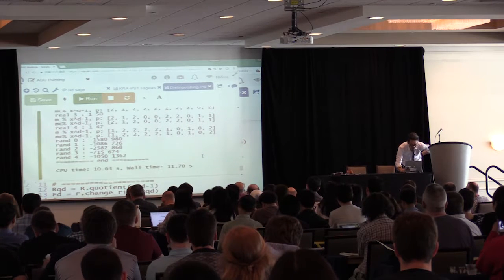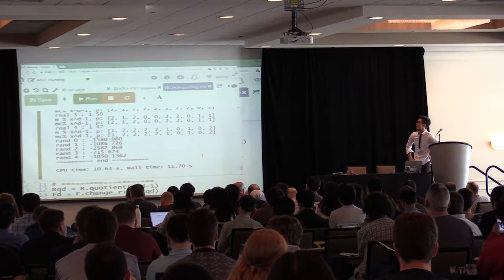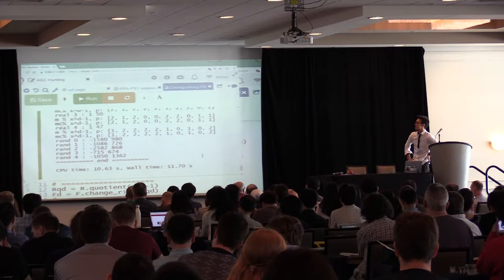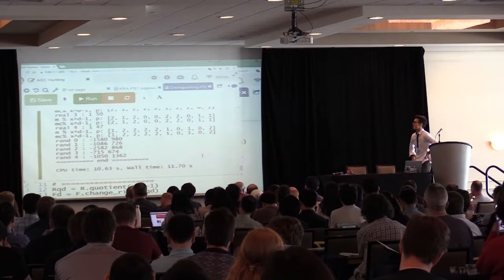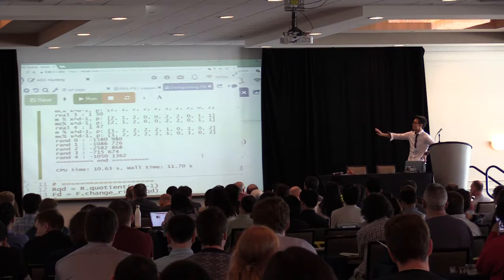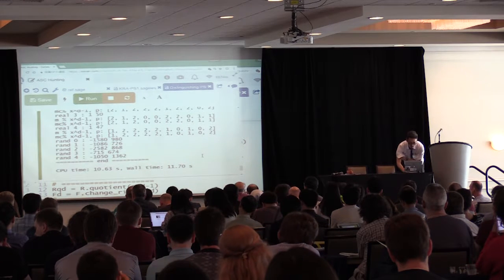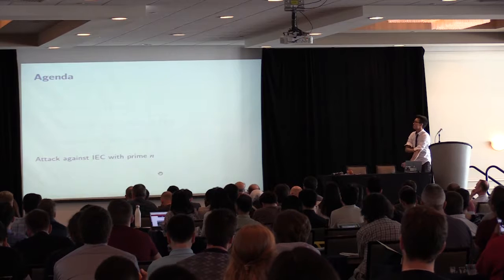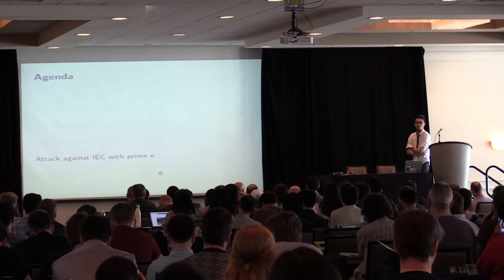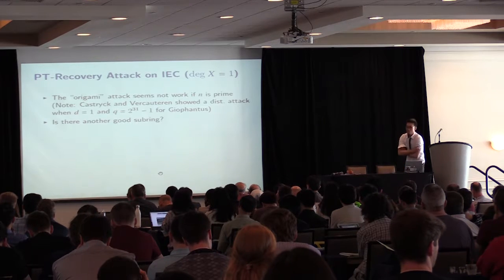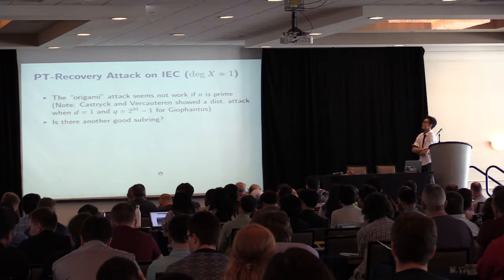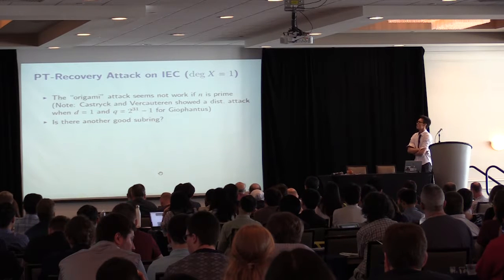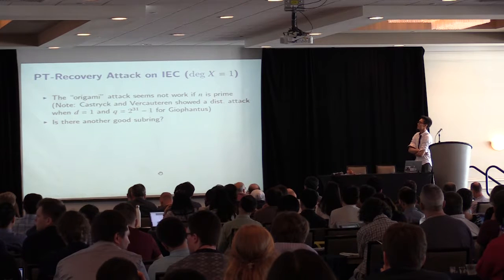In this demonstration, we try 5 keys with 5 attacks, and it only takes 10 seconds. In this case, the method actually does not work if n is prime, because the divisors of n are only 1 and n.